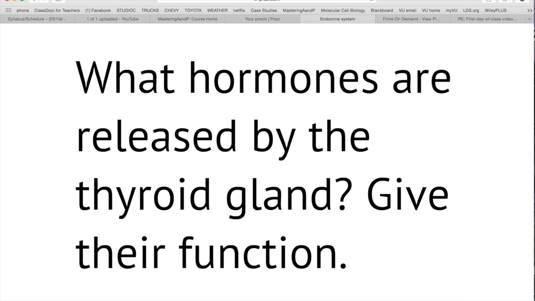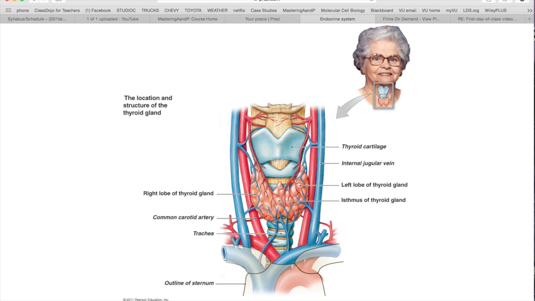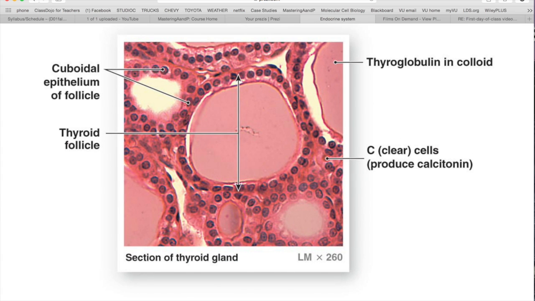Next, we're going to talk about the thyroid gland. So the main hormone produced by the thyroid gland is thyroid hormone. If we take a closer look at it, we'll see there are these follicles which are making the thyroid hormone, and then there are these C cells which are producing calcitonin.